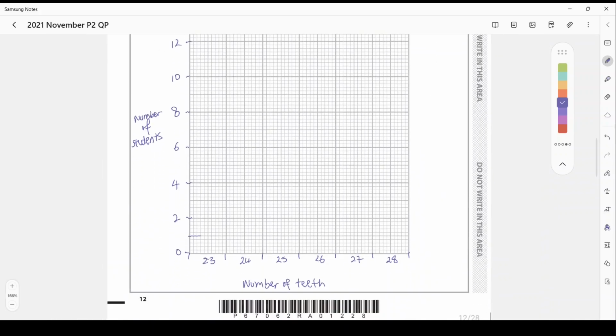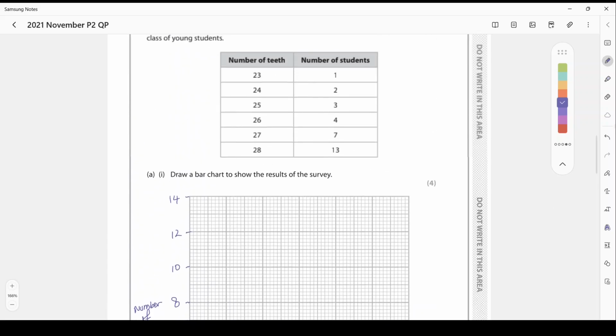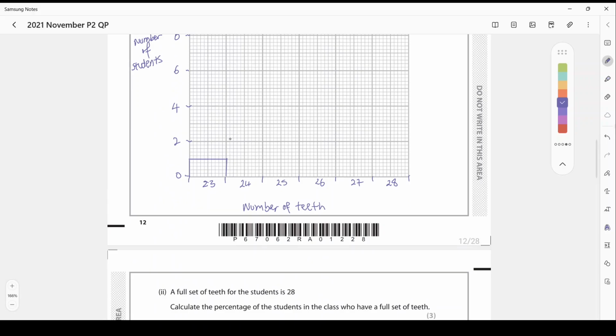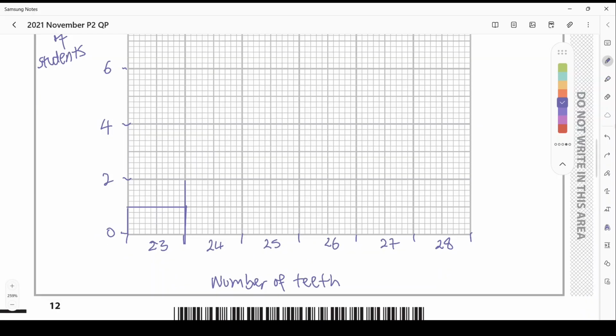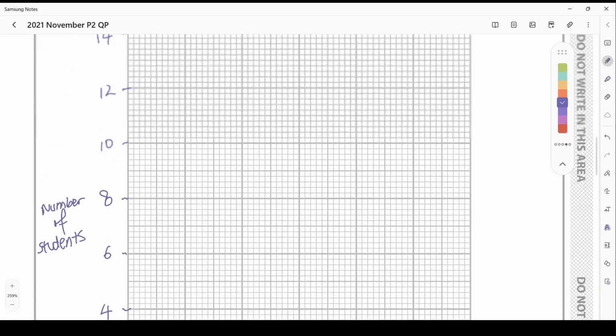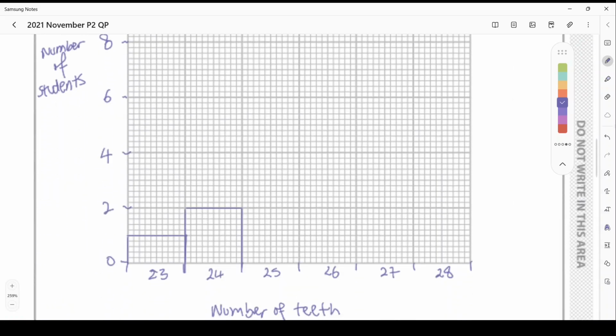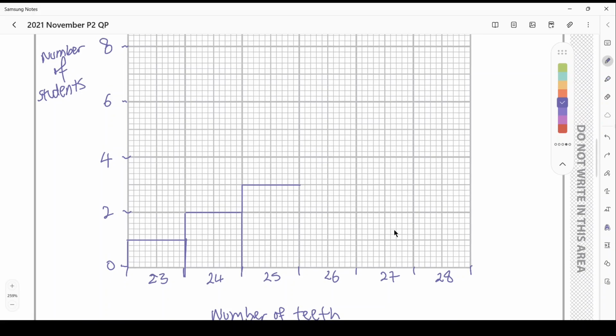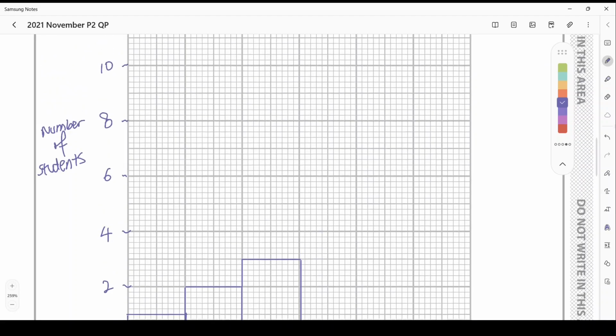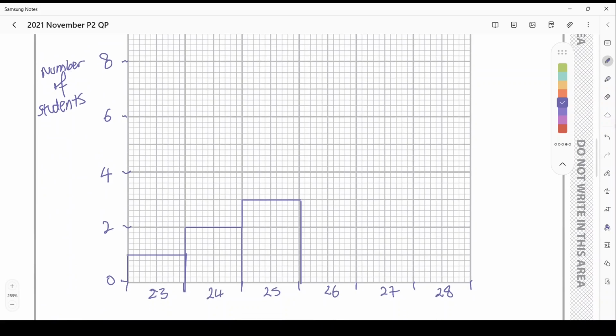So that'll be... okay. The other one is 2 students. So that'll be here. Okay, so I've just zoomed it. So hopefully it'll be easier for me to draw out. Okay, so 25 is 3, so that'll be halfway here. Okay, 26 is 4. Sorry, they're not exactly on the line, but make sure you do yours on the line.